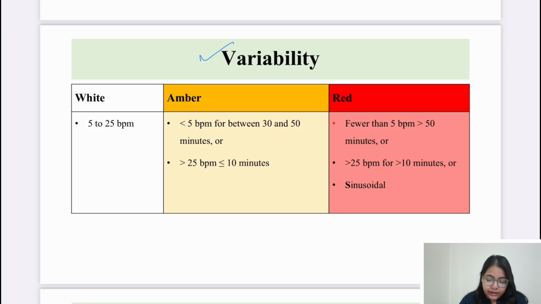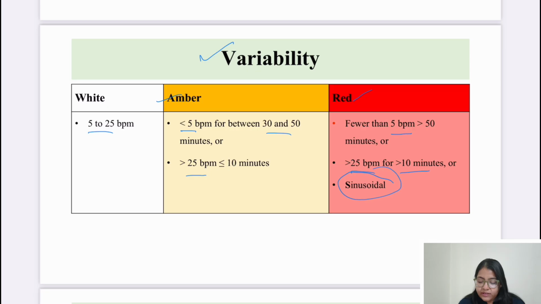Now variability. If the variability is between 5 to 25 beats per minute, this is a white feature. If it is less than 5 beats per minute for between 30 to 50 minutes, or more than 25 beats per minute for less than or equal to 10 minutes, then it is an amber feature. Otherwise, if it is less than 5 beats per minute for more than 50 minutes, or more than 25 beats per minute for more than 10 minutes, it is a red feature.